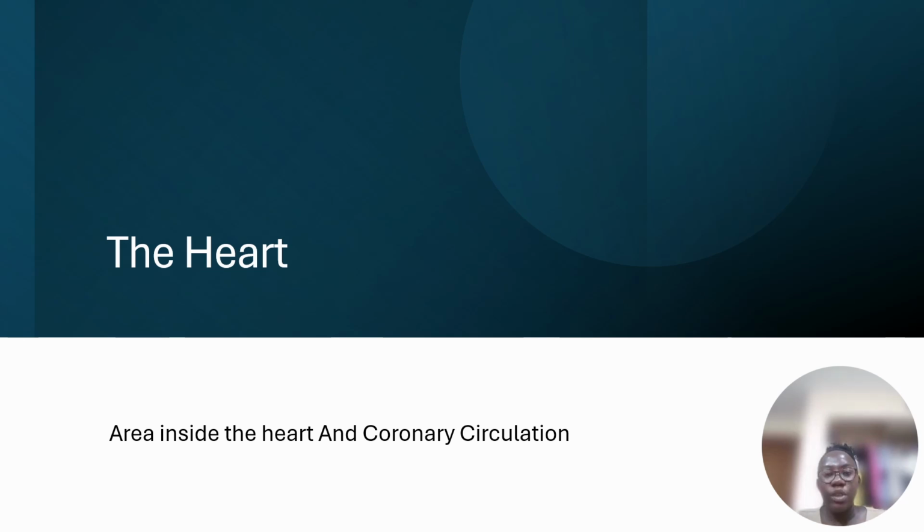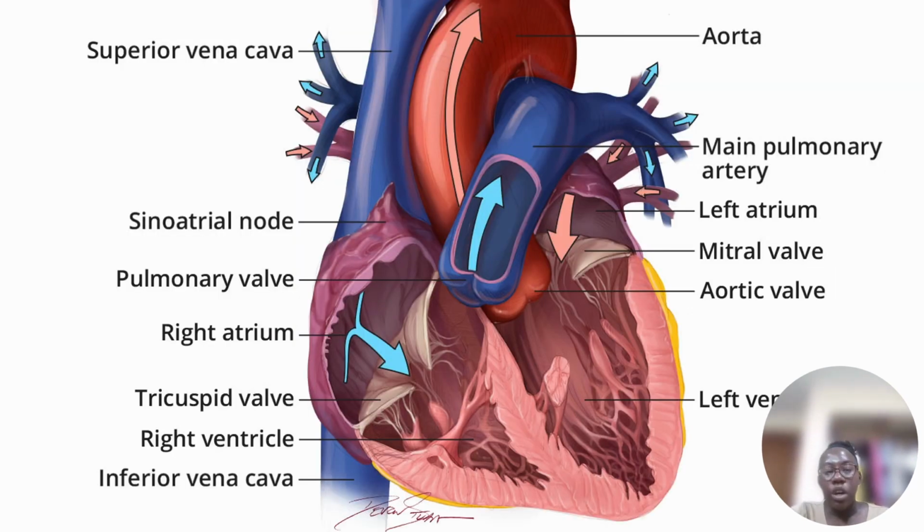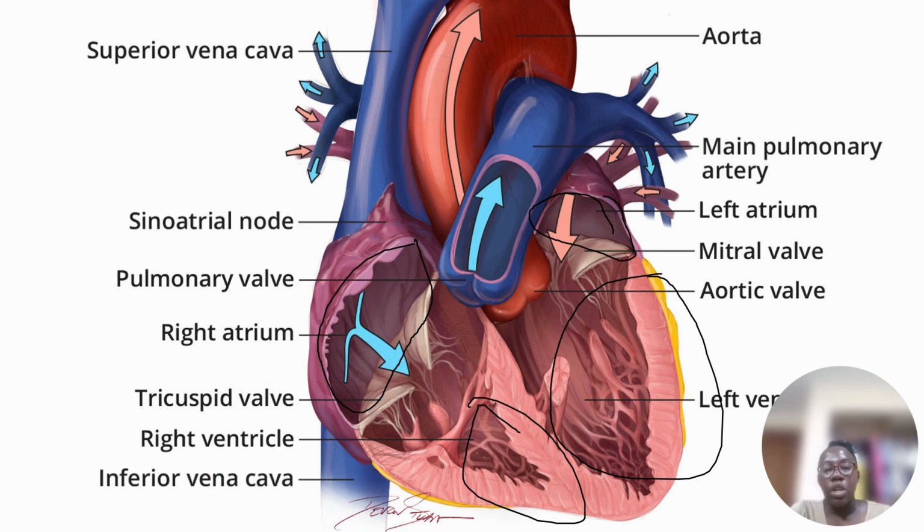Hi, in today's video, we're going to talk about the heart, the different areas inside the heart, and the coronary circulation. So the heart has four chambers. It has the two upper parts, which are called the right and left atrium, and the lower parts, which are called the right and left ventricle.